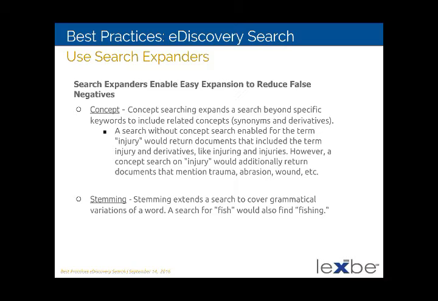The stemming tool will extend a search to cover grammatical variations of a word. So this one is pretty self-explanatory, but for instance, a search for the word fish would also find fishing.